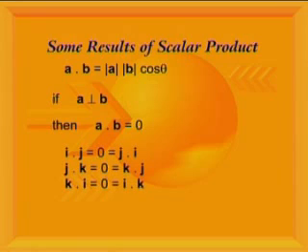Now, i dot j is equal to 0. Similarly, j dot i is equal to 0, j dot k is equal to 0, k dot j is equal to 0, k dot i is equal to 0, and i dot k is equal to 0. As you know that i, j, k are unit vectors along x-axis, y-axis, z-axis respectively, and they are perpendicular to each other.